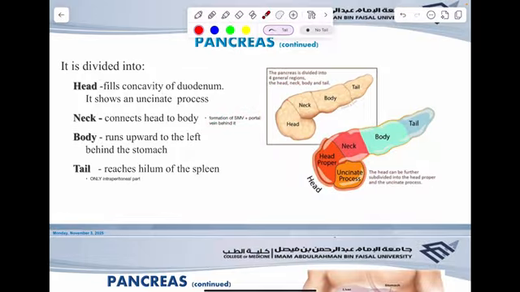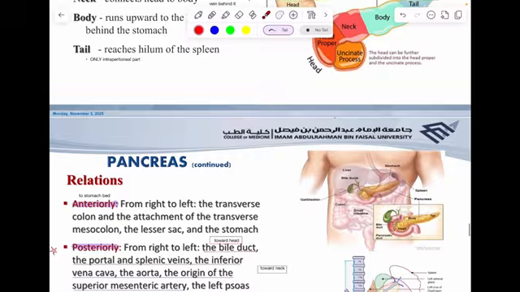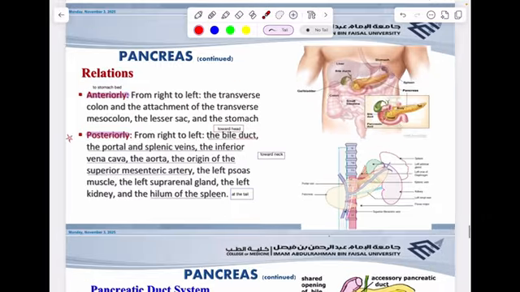وبعدين the body is going to run upward to the left, زي ما انتم شايفين, behind the stomach. وبعدين the tail is going to reach the hilum of the spleen. This is clinically significant. It's the only intraperitoneal part. وبعدين it can also be affected when we have مثلا surgeries in the spleen. But بالنسبة للpancreas, anteriorly, it's going to be related to the stomach bed. فمثلا, if we have a question about stomach ulcers in the posterior stomach, it's going to affect the pancreas.